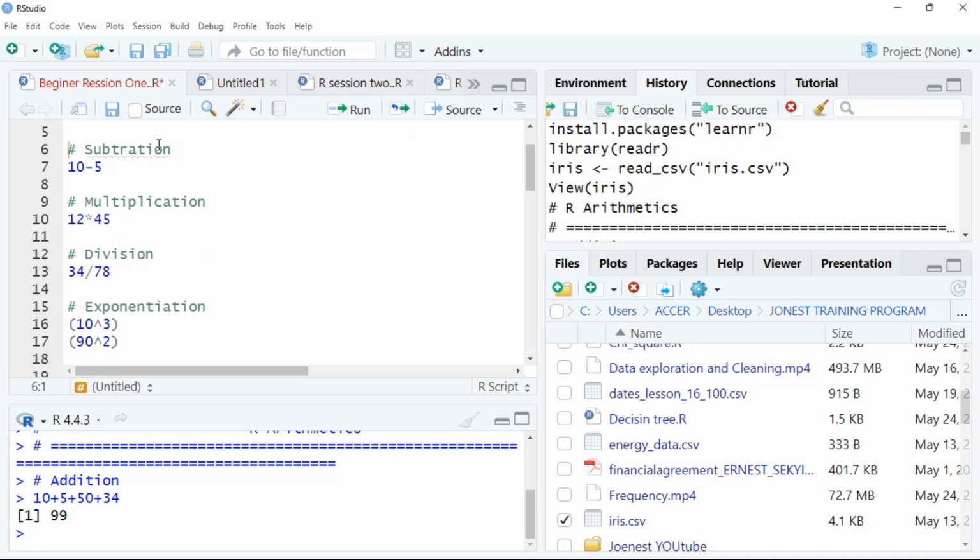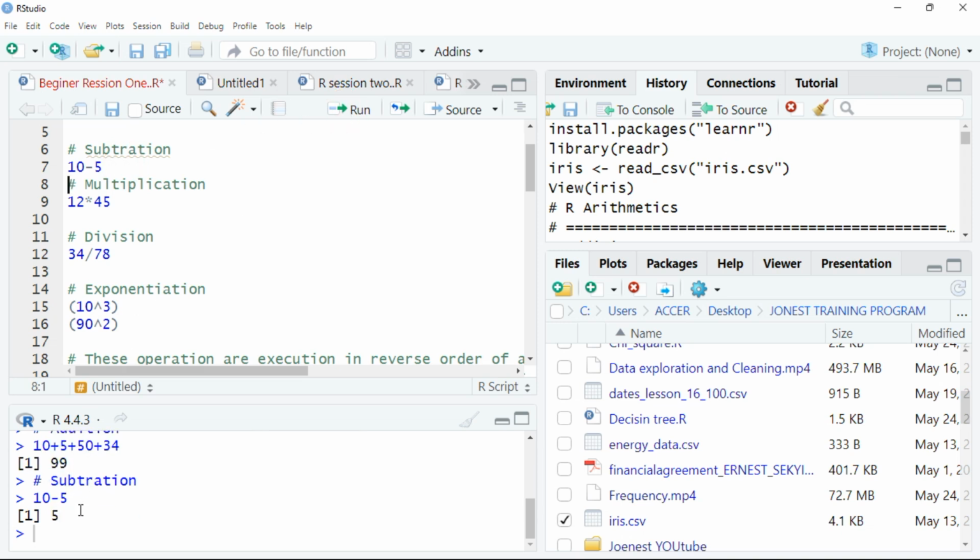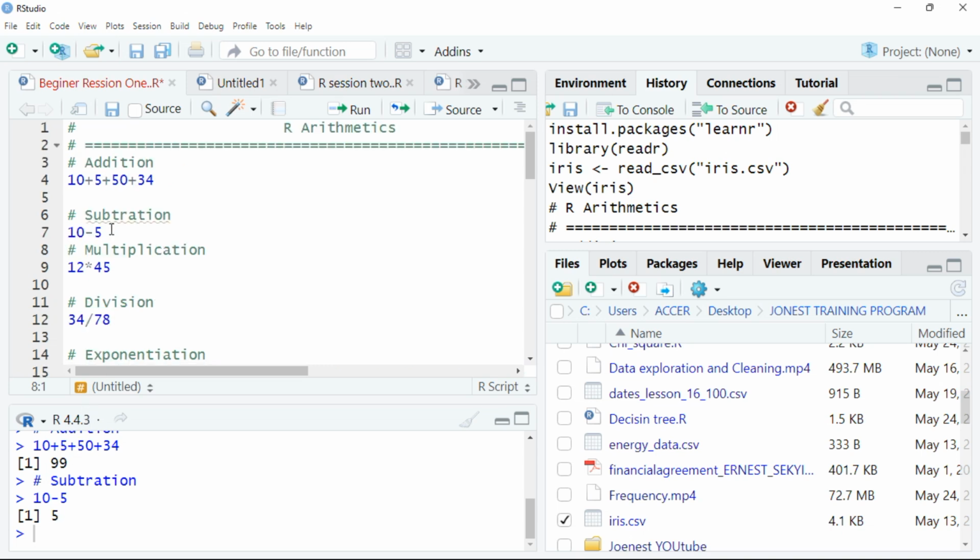Next on the list is subtraction. You want to subtract two numbers in R. So here we have 10 minus 5. Just type as you are typing. When you come here, you have 10 minus 5. Once you type 10 minus 5, then you execute, just run. Once you run, you see that 10 minus 5 is 5. So we just use the addition symbol and the subtraction symbol in R to add and subtract.